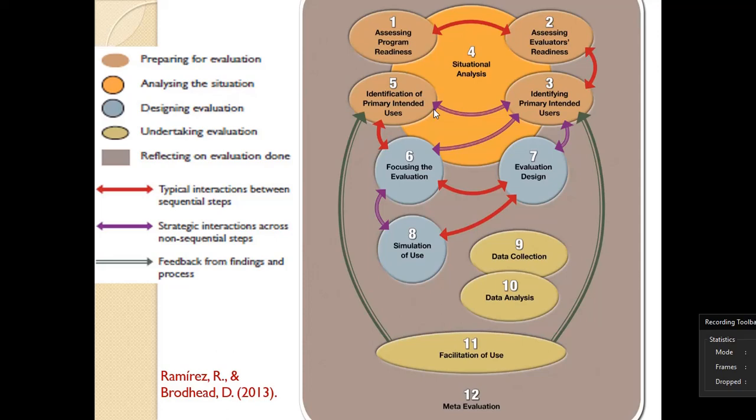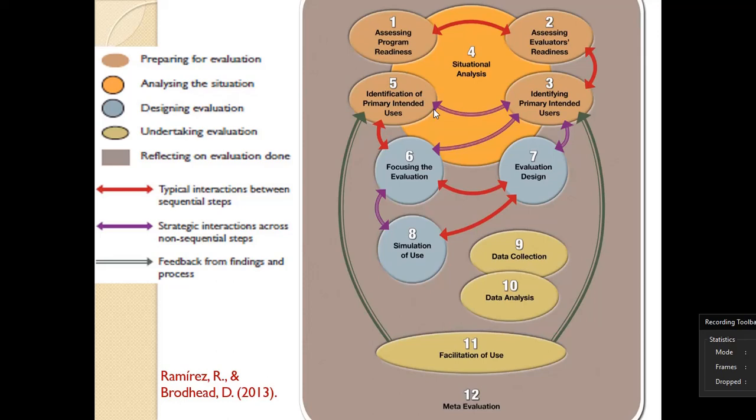Then steps 6 to 8 involve designing the evaluation itself, whereby you already now know who is going to use the evaluation findings, and what the uses of those evaluation findings are. You're already able to prepare a certain evaluation which is context based, which is based on how evidence would be used depending on the situation that you have analyzed.